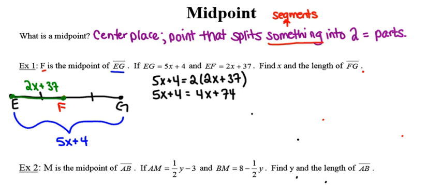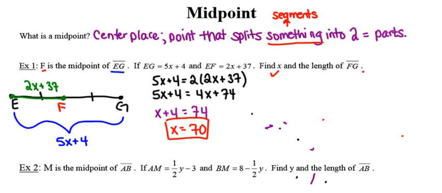So if I mentally subtract 4x from both sides, on the left side I'm left with x plus 4. And on the right side, after mentally subtracting 4x, I'm left with 74. And then I'm going to go ahead and do the same thing and mentally subtract 4 from both sides, leaving me with x on the left side and 70 on the right side.